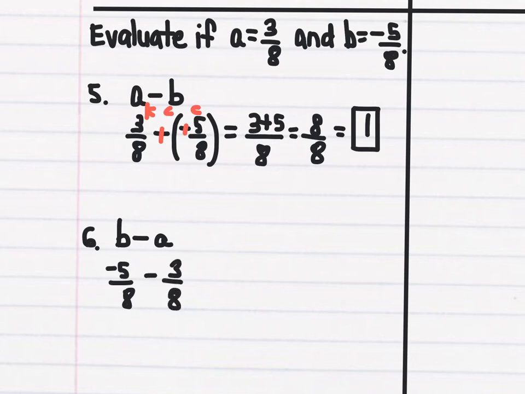Okay, so now let's keep, change, change again because it's subtraction. So it's -5/8 plus -3/8. So here we're going to get -8/8, which on this one simplifies to -1.